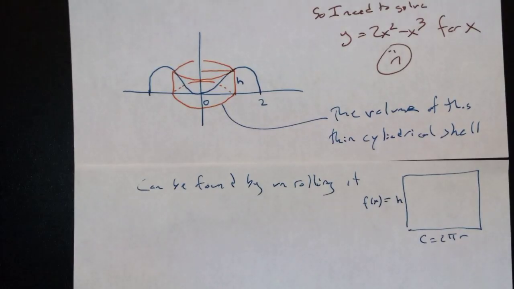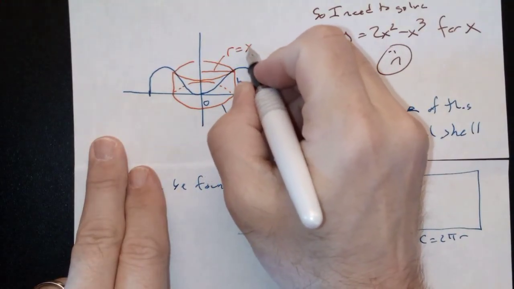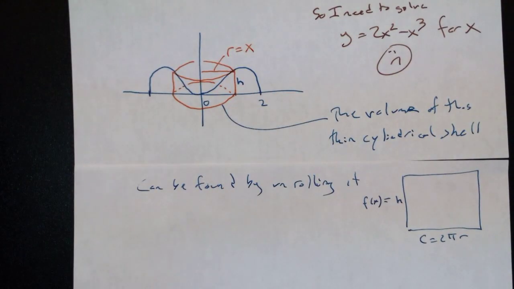Wait a second. How did we figure out where that stick was? That vertical stick there is some y value that corresponds to some x value on my curve. So this radius right here is an x value.